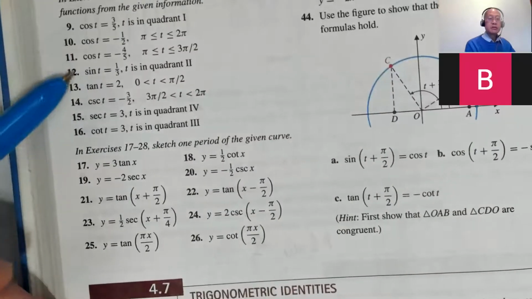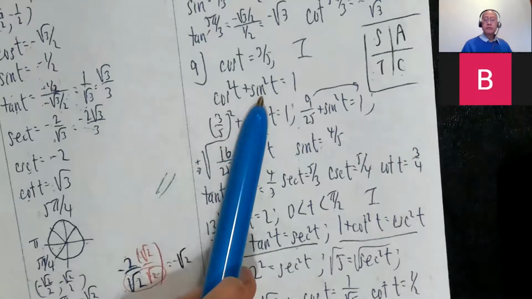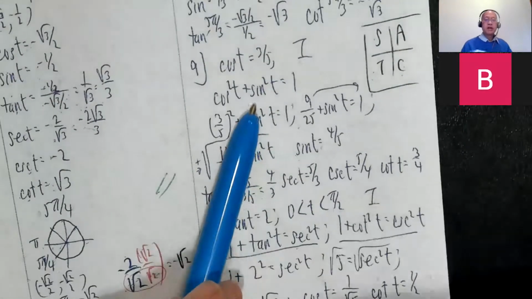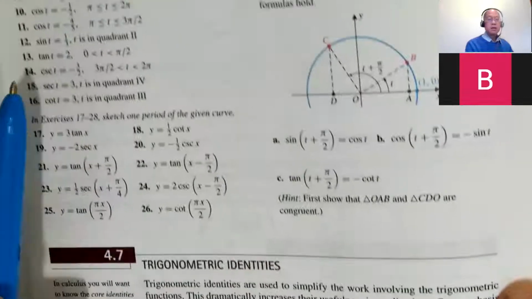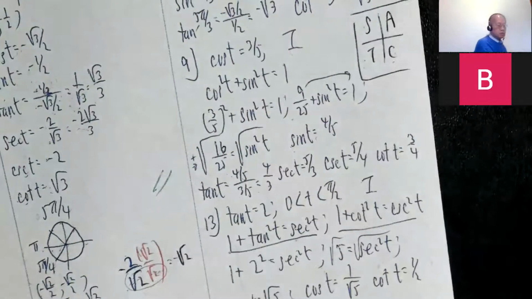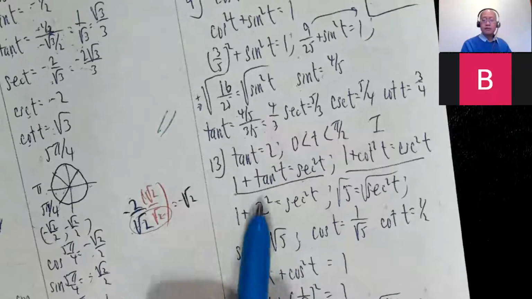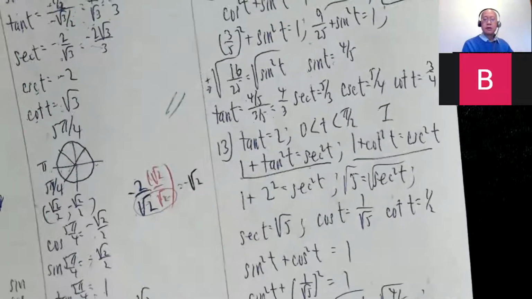All right, so if they give me either cosine or sine, like 9, 10, 11, 12, use this: cosine squared plus sine squared equals 1. If they give me any of the other trig functions, tangent, secant, cosecant, cotangent, then you basically use whatever formula that they give us information for, right?